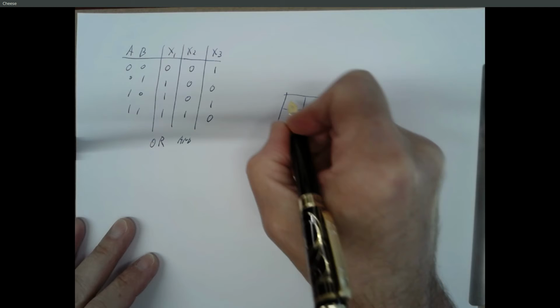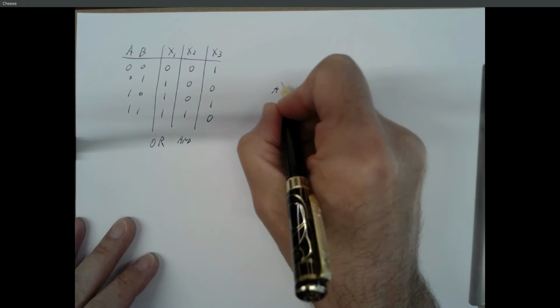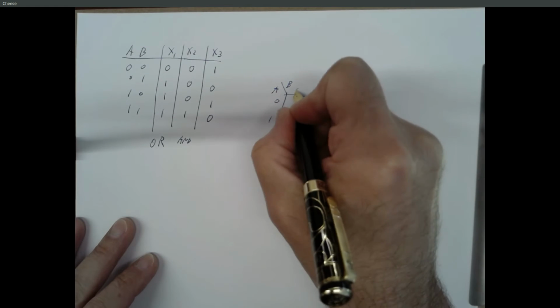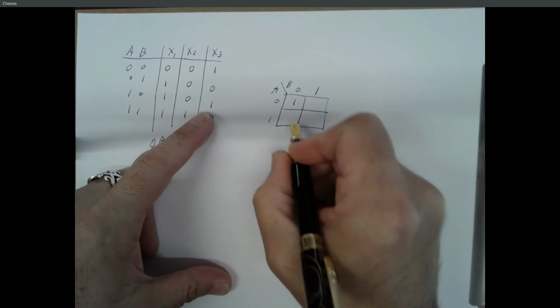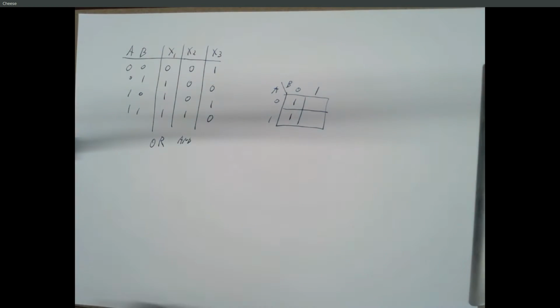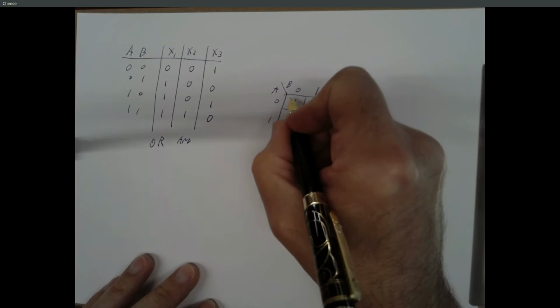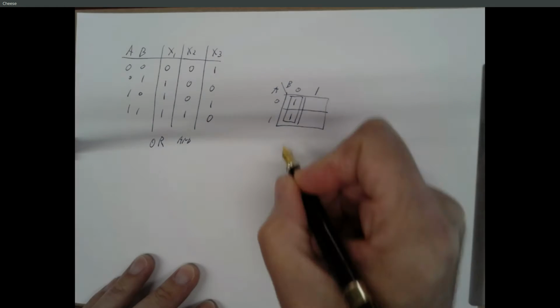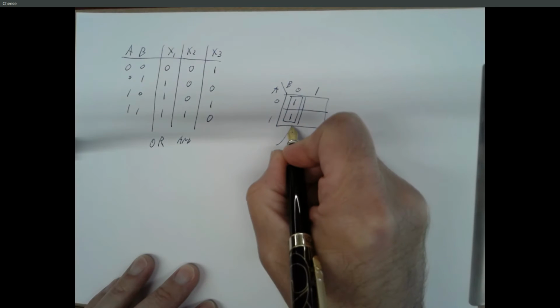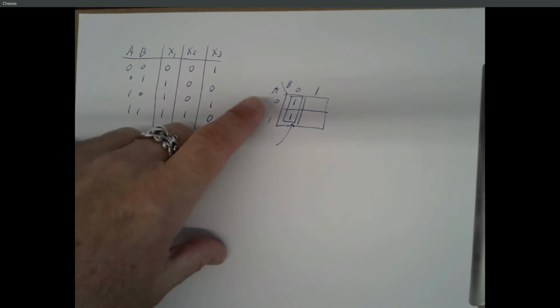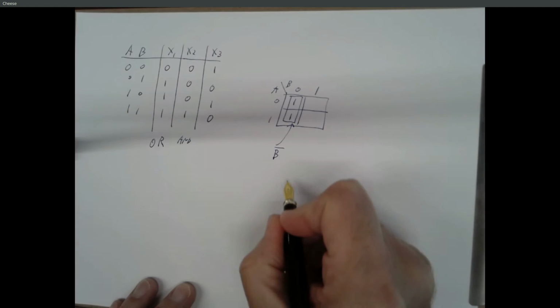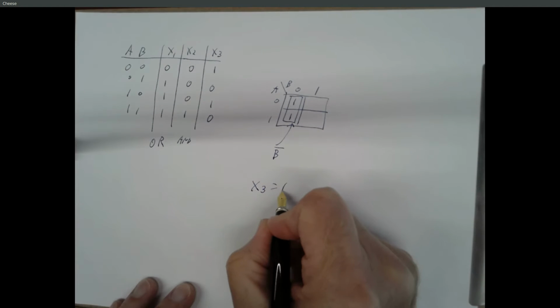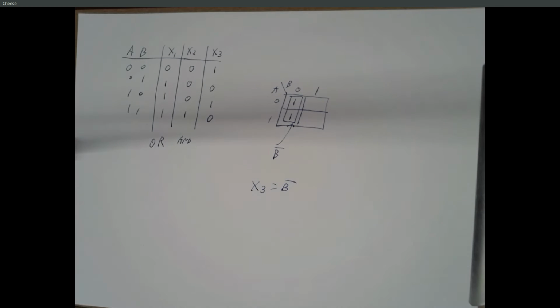Try to simplify. Try to write an equation for X3 in terms of A and B. So where are the ones? 0, 0, and 1, 0. And cover that with a rectangle. And so the term corresponding to this, A could be 0 or 1, doesn't matter. B has to be a 0, so this is B bar. So the equation is X3 equals B bar. And there's your flash of insight.